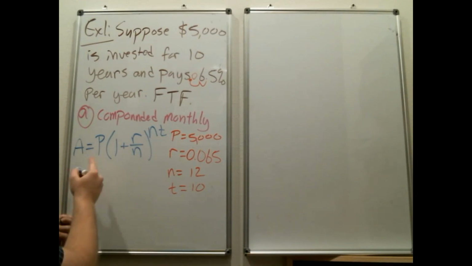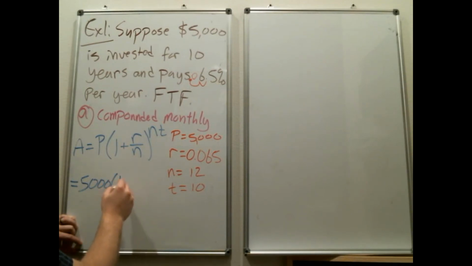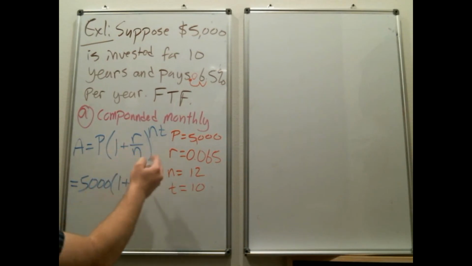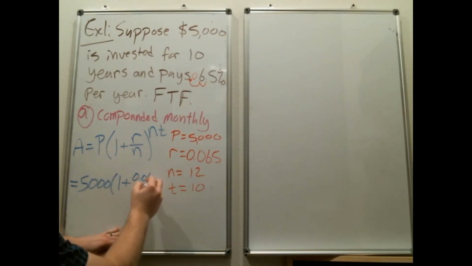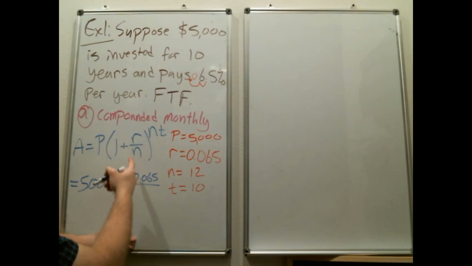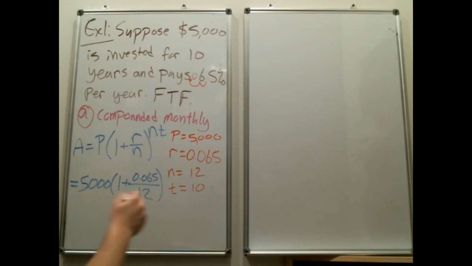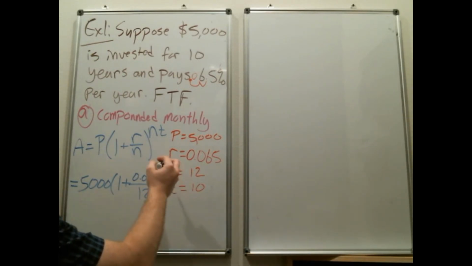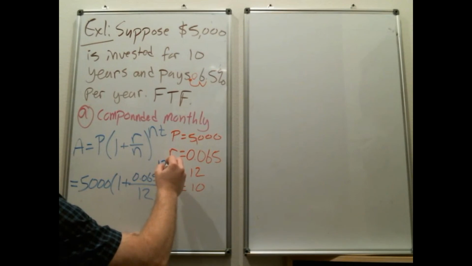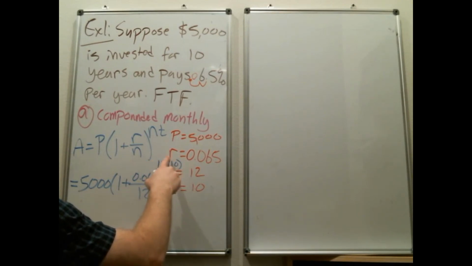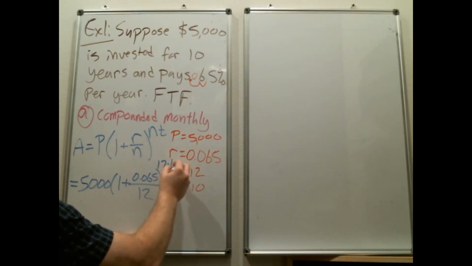So P is 5,000. And then 1 plus, R divided by N, is part of the formula. 0.065 divided by N, which is 12. And that's all raised to the N times T power, which is 12 times 10. I'm not going to do parentheses, there are too many lines up here.